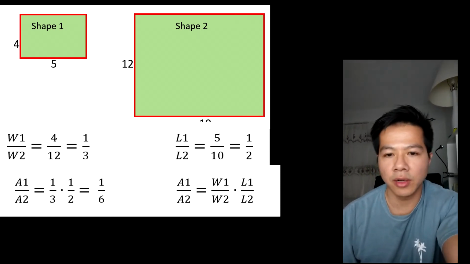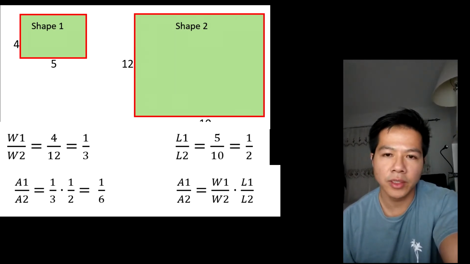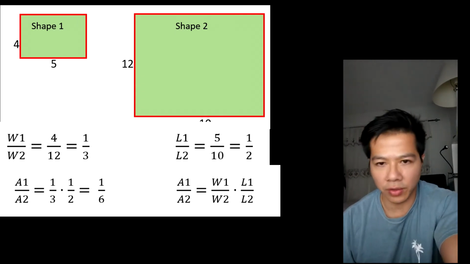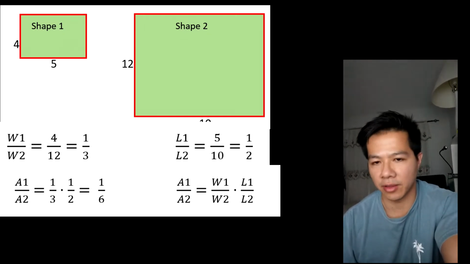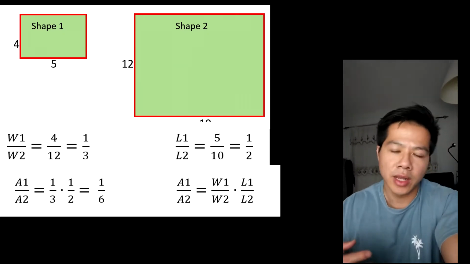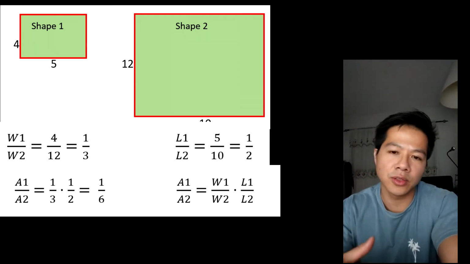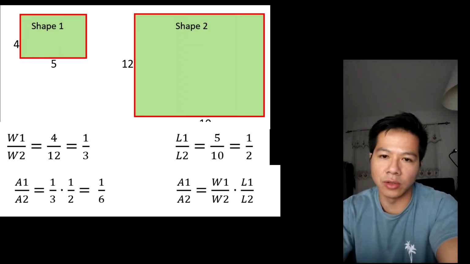So the general formula that we developed last time is the ratio of the areas, A1 to A2, is equal to the ratio of the width, W1 over W2, times the ratio of the length. That will apply to all types of shapes that are of the similar type. So rectangles to rectangles, triangles to triangles, and so on.